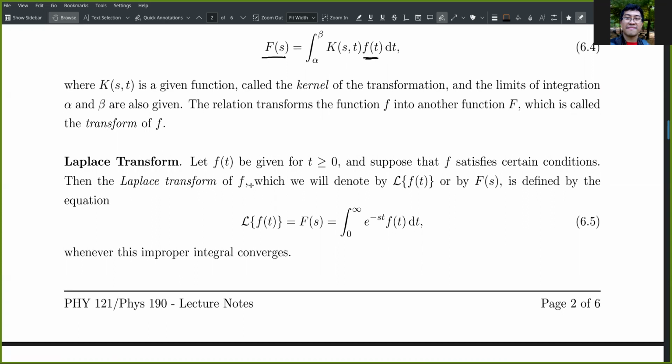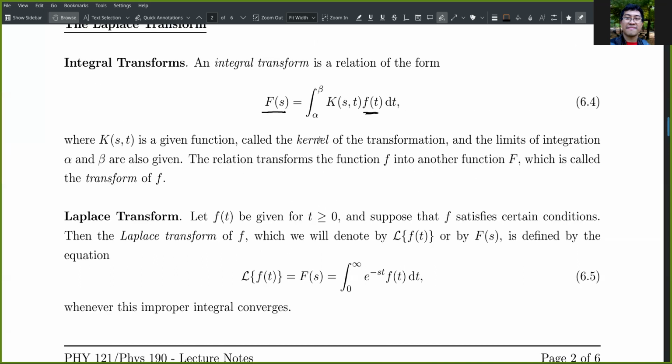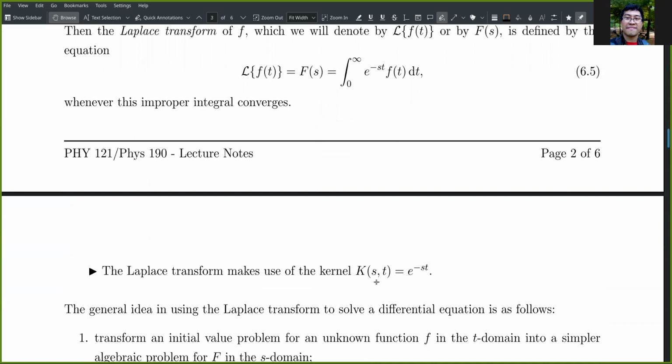the Laplace transform of f, which we will denote by this calligraphic L, of a function f of t, is equal to F(s), just like this equation, defined by the integral from 0 to infinity of e^(-st) f(t) dt. And we need the improper integral to converge so that the Laplace transform exists. The kernel that we use for the Laplace transform is e to the minus st. So the Laplace transform makes use of the kernel k equals e^(-st).